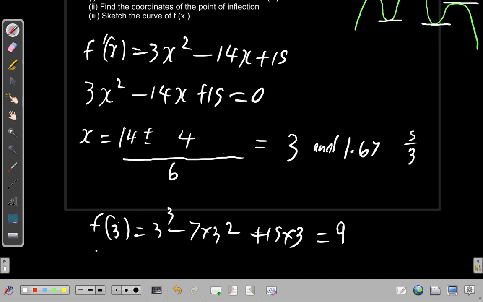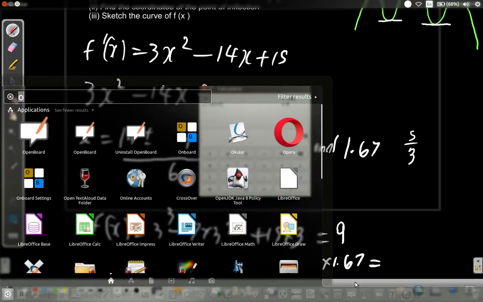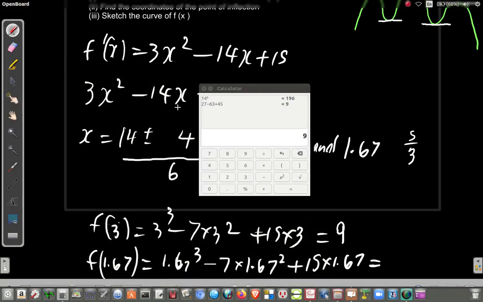So now we're ready for f of 1.667. We wrote 1.67, so let's use 1.67. It's going to be 1.67 cubed minus 7 times 1.67 squared plus 15 by 1.67 equals, alright, what does our calculator say now?